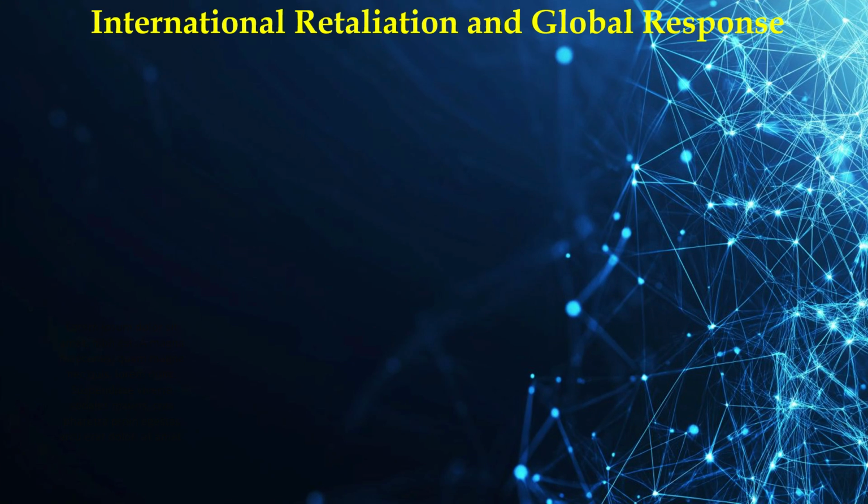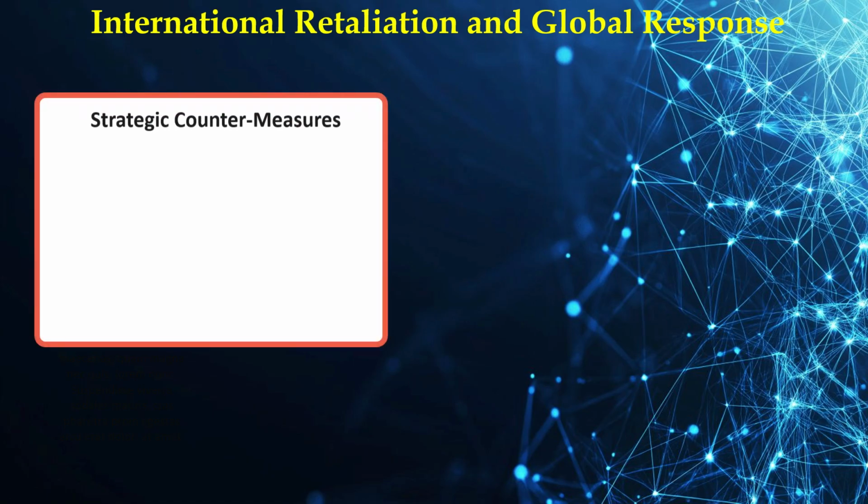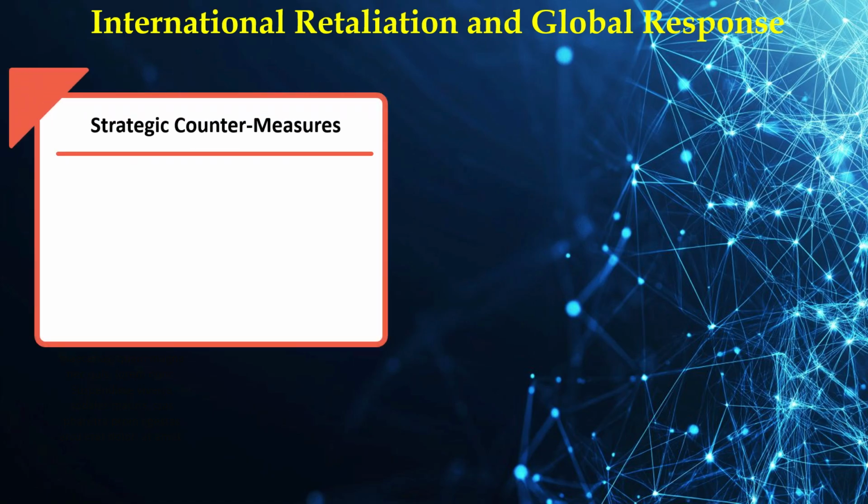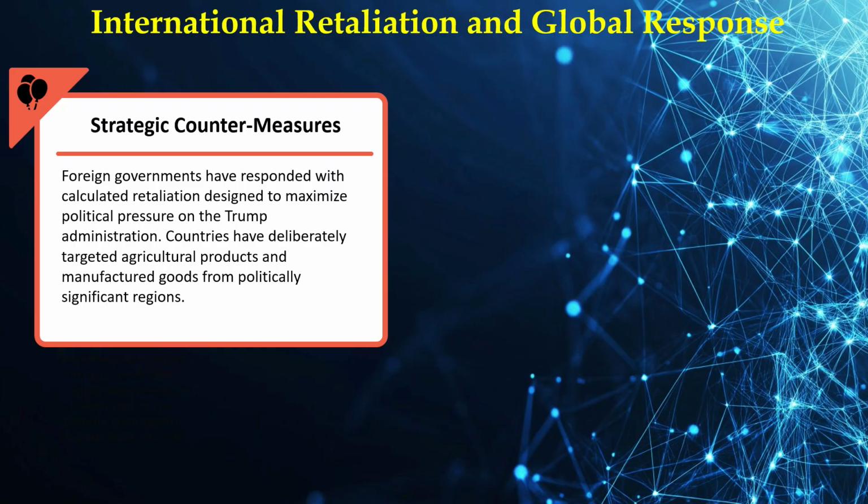Strategic countermeasures. Foreign governments have responded with calculated retaliation designed to maximize political pressure on the Trump administration. Countries have deliberately targeted agricultural products and manufactured goods from politically significant regions, particularly Republican-supporting areas in the Midwest and rural communities. Canada has imposed 25% tariffs on U.S. agricultural goods, appliances, and various consumer products.